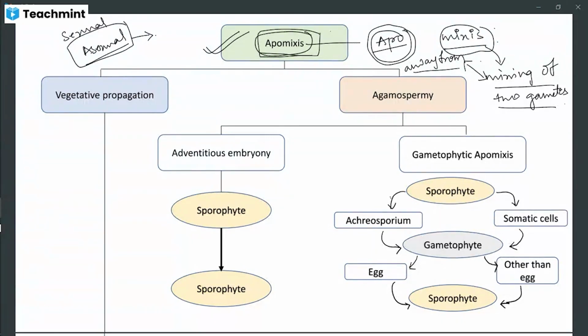And this apomixis has been divided into different forms. Now the basic understanding is, one is vegetative propagation and the second thing is agamospermy. So in case of vegetative propagation, can anyone say what you mean by vegetative propagation? Simple definition.